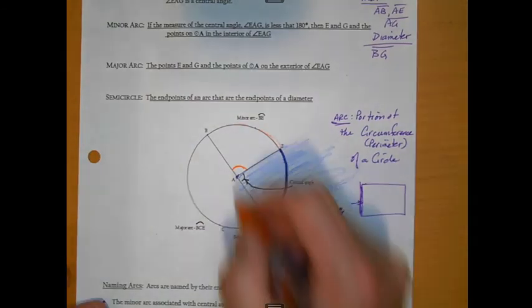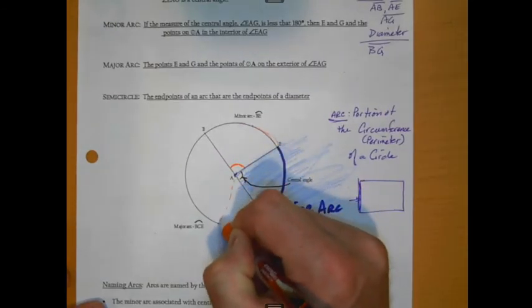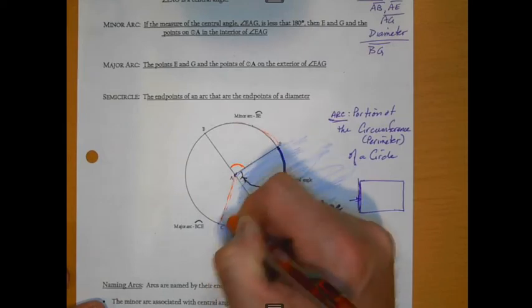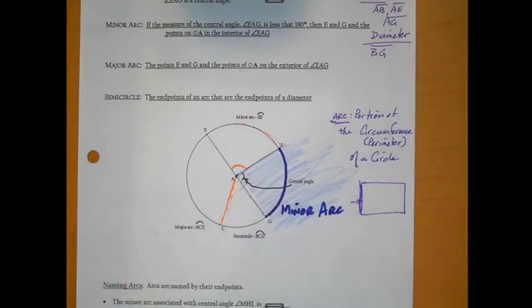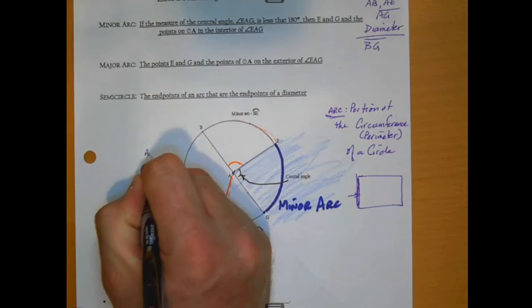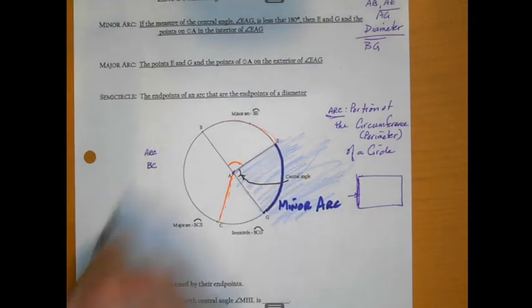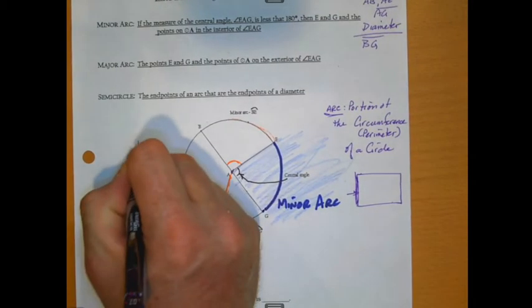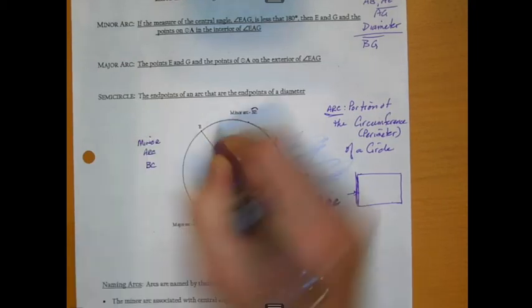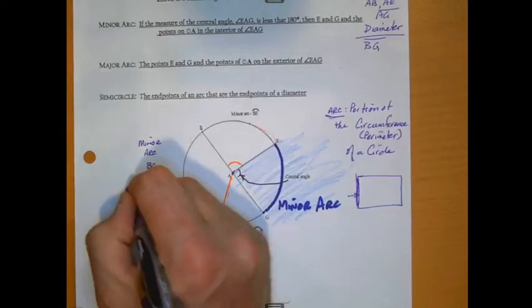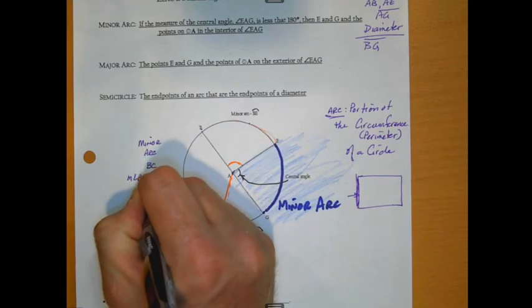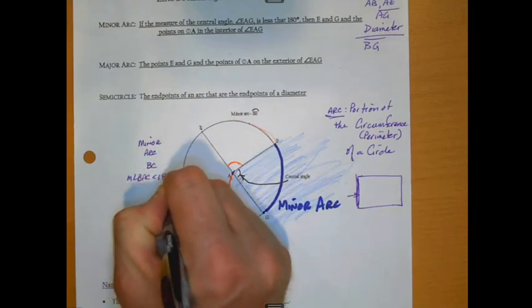If I connected A to C, okay, if I connected this, then arc BC is also a minor arc because this angle BAC, so the measure of angle BAC is less than 180 degrees.